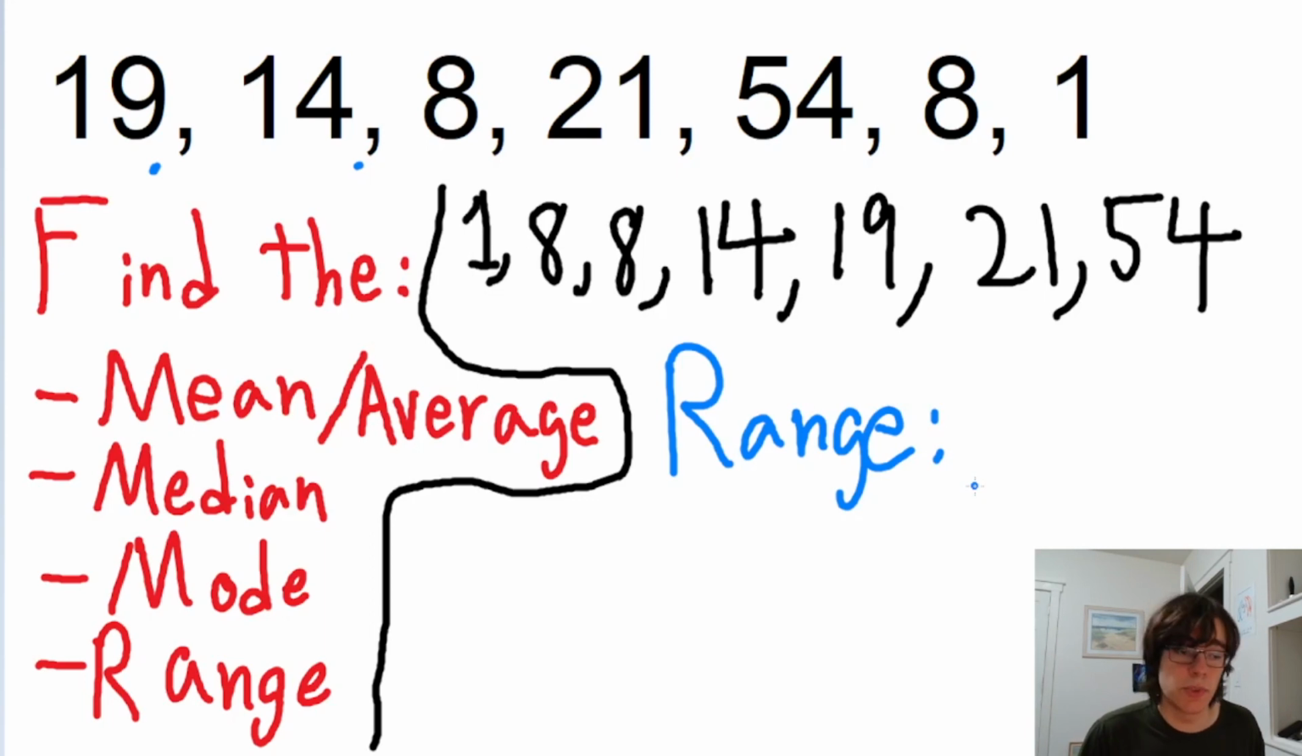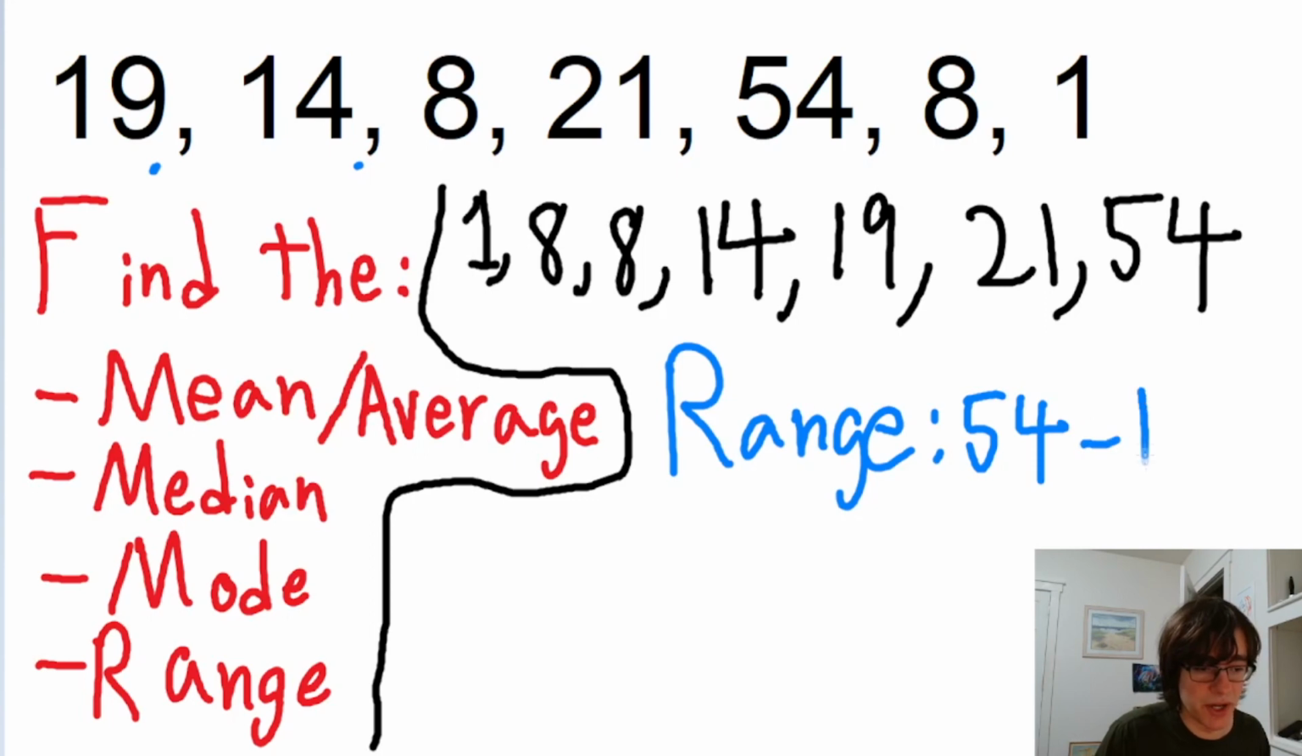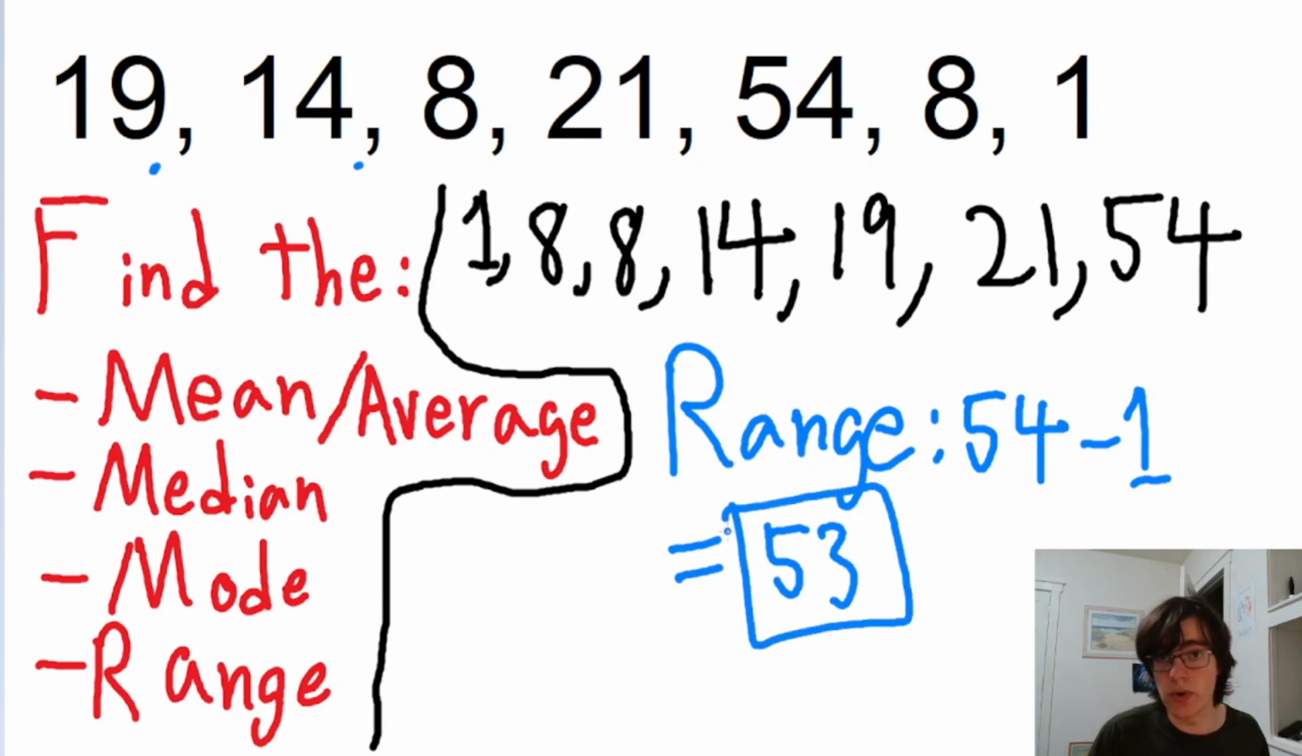Finally, the range, which is the only word that doesn't start with M. The range is just the distance between the highest number and the lowest number. So the highest number is 54, and the lowest number is 1. So we do 54 minus 1, which is equal to 53. So the range is 53. It's honestly pretty simple. Alright, that's pretty much all there is to know about these things.